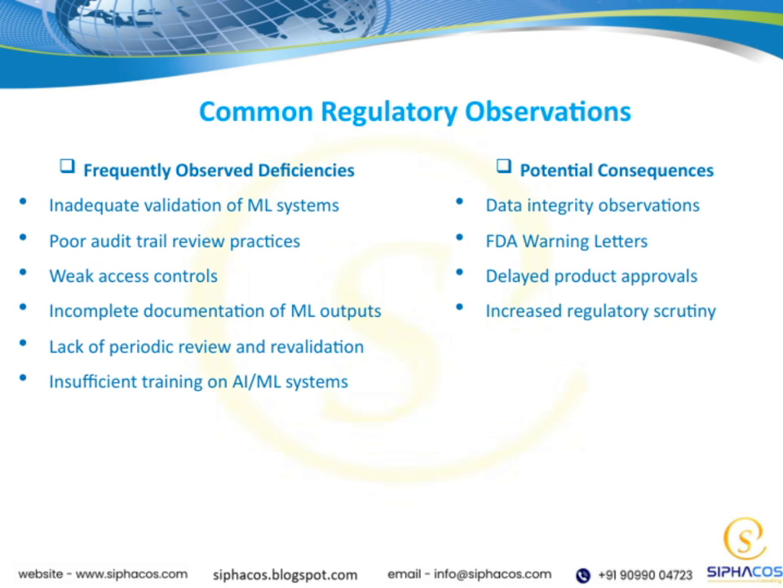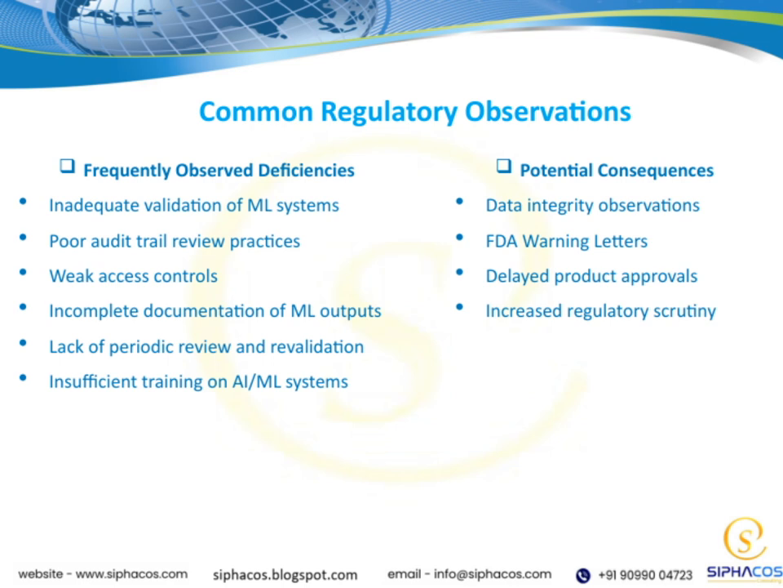Let's also review some common regulatory observations and deficiencies that often trigger these consequences. Frequently observed issues include inadequate validation of machine learning systems, which means the models aren't thoroughly tested or verified before deployment. Poor audit trail review practices are another problem. If logs aren't properly maintained or reviewed, it's difficult to trace actions or identify issues later. Weak access controls pose a risk because they can allow unauthorized personnel to modify or access sensitive data and systems. Incomplete documentation of ML outputs makes it hard to demonstrate proper performance or reproducibility.